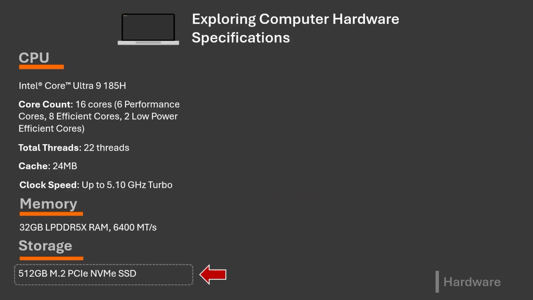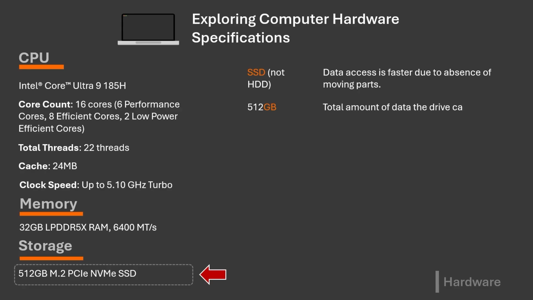This laptop features an SSD and not a traditional HDD, meaning that data access is inherently faster due to the absence of moving mechanical parts. The SSD has a storage capacity of 512 gigs. This refers to the total amount of data that the drive can hold, such as documents, photos, software, operating system files, and more. The M.2 form factor refers to the physical size and shape of the drive. M.2 is a compact, space-efficient design, perfect for thin laptops.